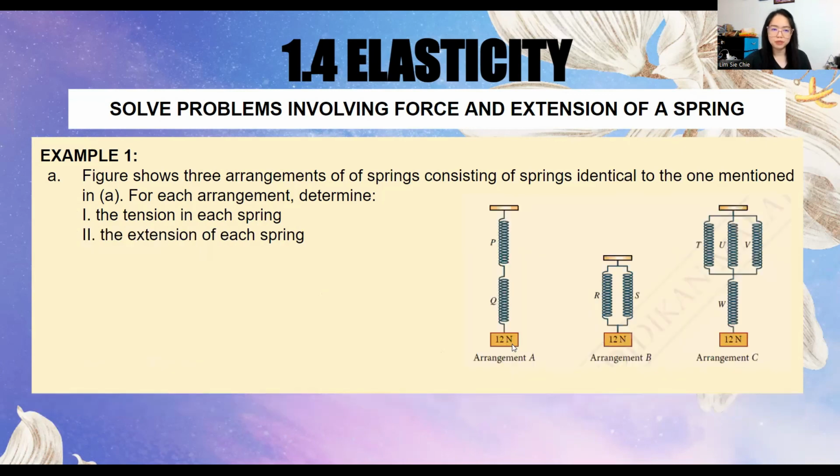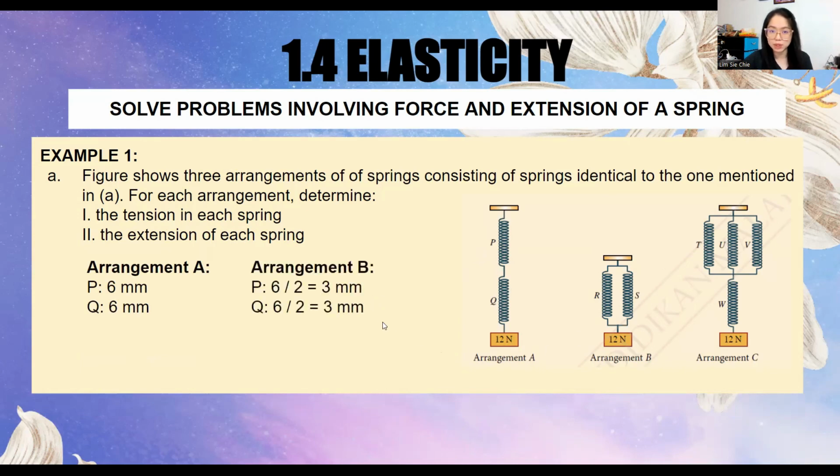Then move on. To find the extension of the spring, I accidentally answered the question just now, so I hope that you get the answer. P and Q, because one spring experiences 6 millimeter extension, so P is 6 millimeter, Q is 6 millimeter. And then R and S, like I said, they are sharing the same load, so divided by 2. That's why I have 3 millimeter and 3 millimeter.